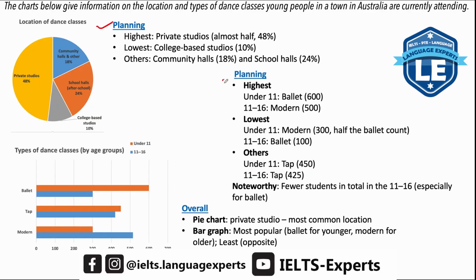Based on this planning of each of the two, we can figure out what to write in the overall statement. From the pie chart, the most important thing that stands out is 48%, which is private studios. For the bar graph, we could just mention in the overall statement which is the most popular dance form, or we can mention both the highest and the lowest categories. It is also important in combination questions that you see if there is a connection between the two charts that are given. In this case, there is no connection, so we don't need to mention it.